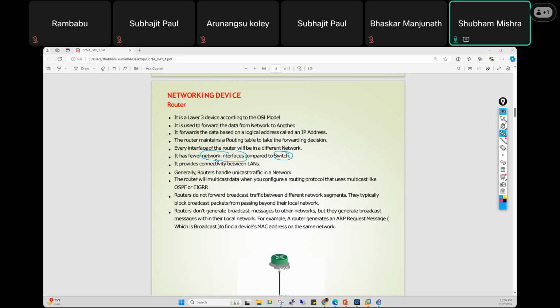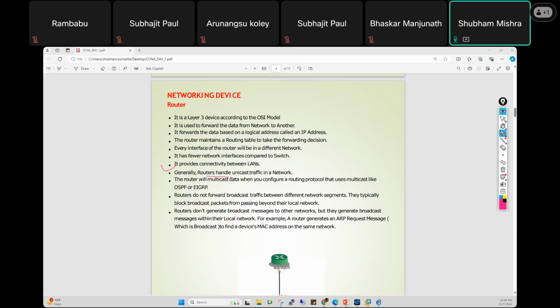Fine. Now, the next point is it provides the connectivity between LANs. I already told you these things. What I write here: it provides connectivity between the LANs. See, this is the router, this is LAN number 1, this is LAN number 2. If you want to make communication possible between LAN 1 and LAN 2, what will you use? Router. So generally router is used to make communication possible between the LANs.